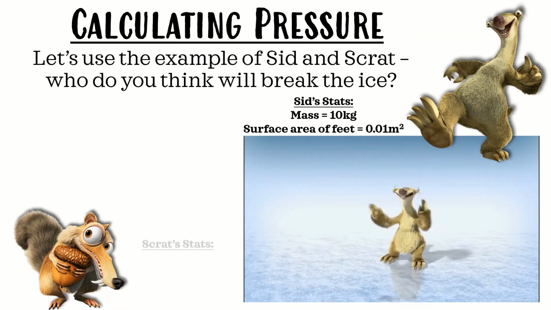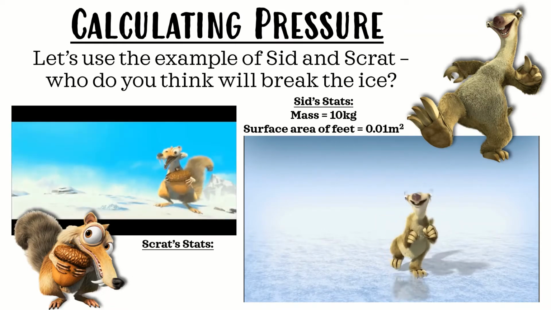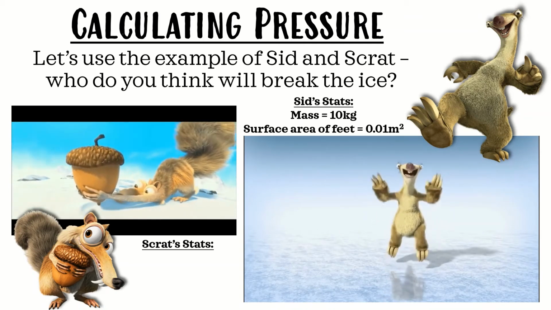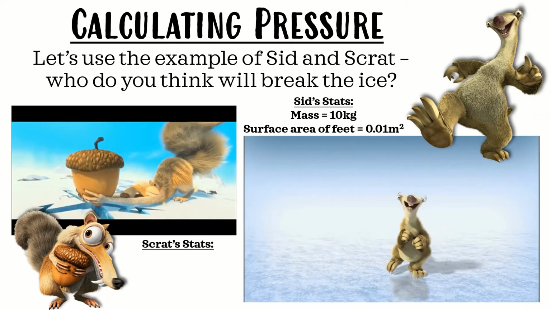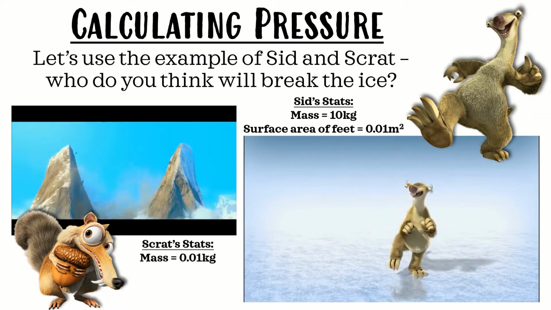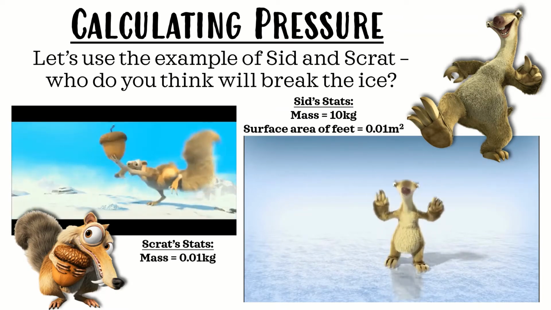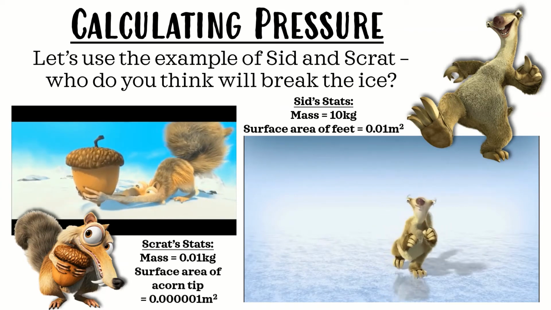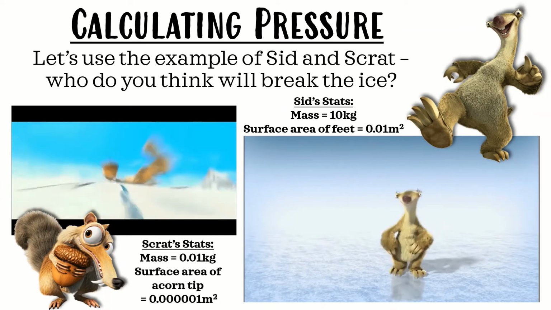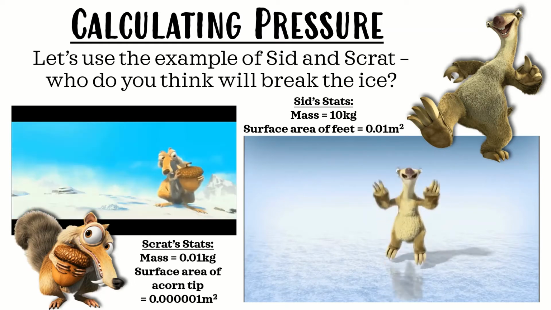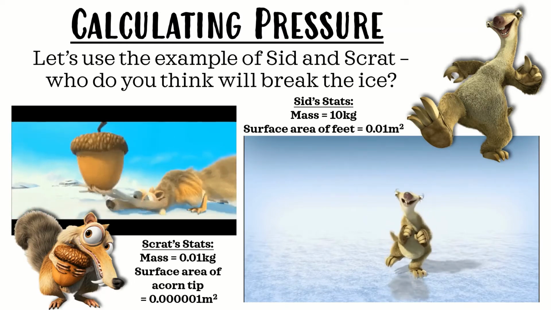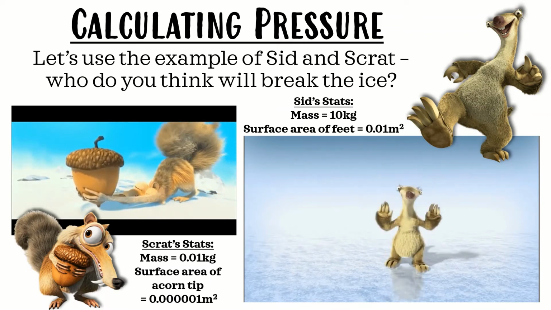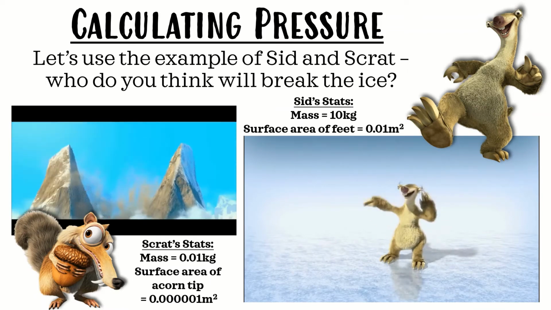Let's look at Scrat's stats. Scrat, in fact, what Scrat's using to touch the ice is just that little acorn. So the mass of that acorn is maybe about 10 grams, so 0.01 kgs. And the surface area of the acorn tip, I've just kind of guessed, but maybe a millimeter by a millimeter. So if we convert that to square meters, about 100,000th of a square meter.